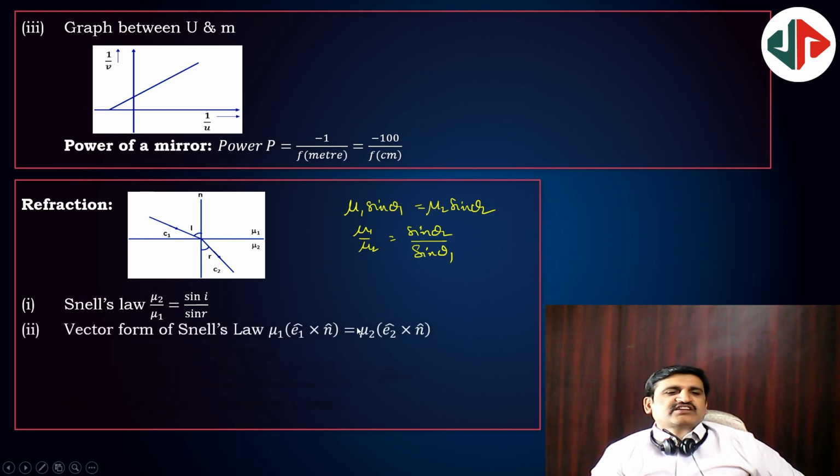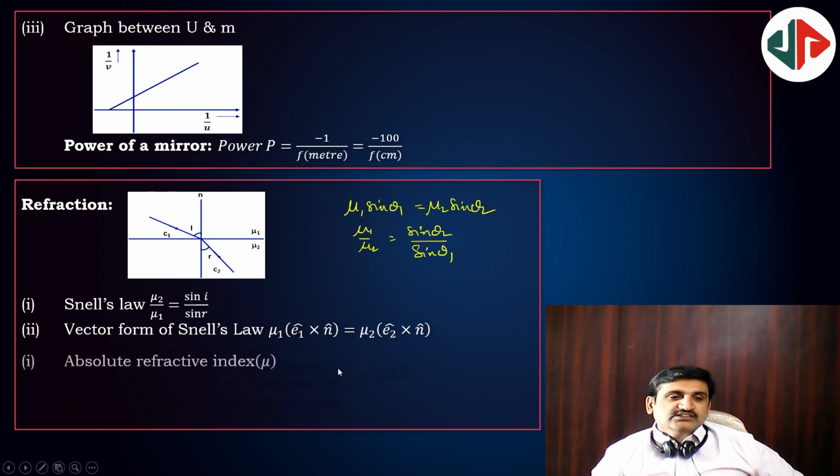Next, vector form of Snell's law: mu1 of E1 cap cross N cap equals mu2 of E2 cap cross N cap. This step is directly asked in competitive examinations. Which of the following is Snell's law? They ask the vector form, with unit vectors and the cross product, right?